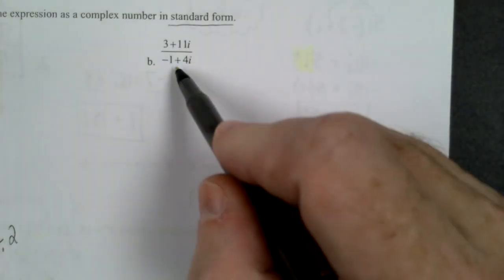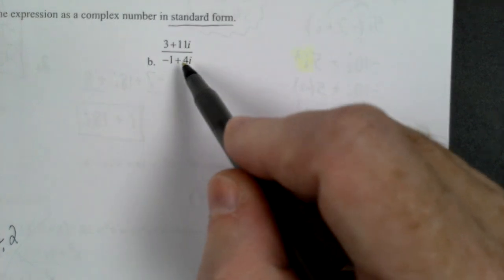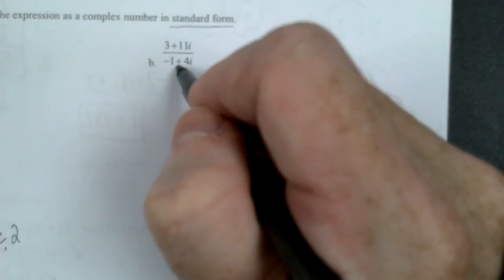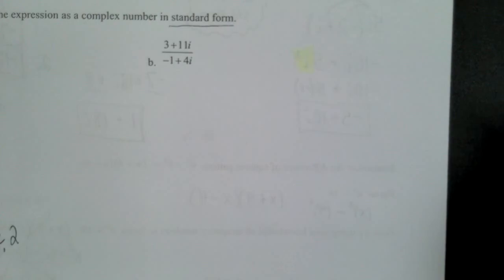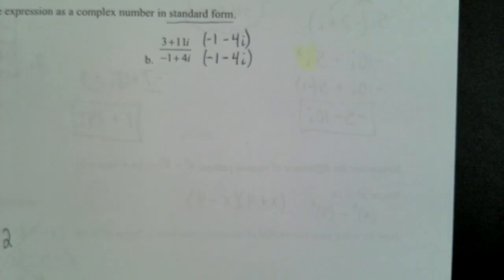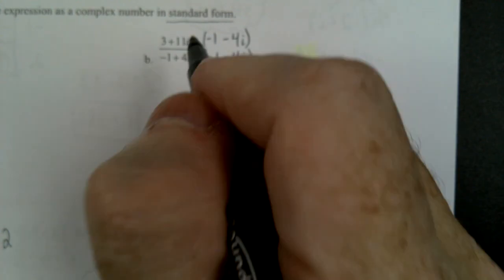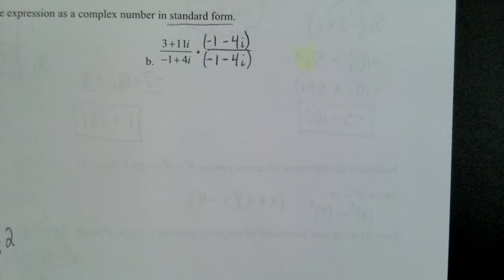Okay, we have one more here. Now we're going to have to do the full conjugate. We have a binomial on the bottom. So the only sign we're changing, remember, is that 1 in the middle. I'm not going to change that sign. So I will multiply negative 1 minus 4i. And that, again, would be top and bottom. And we are multiplying. It's coming a little bit out of focus. That's a lot out of focus.